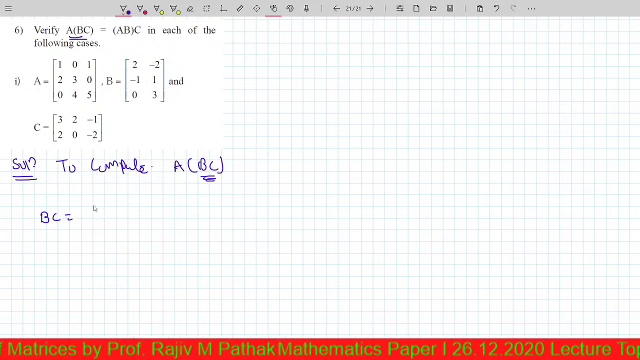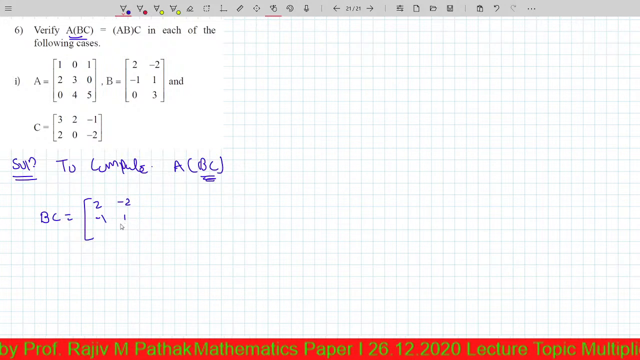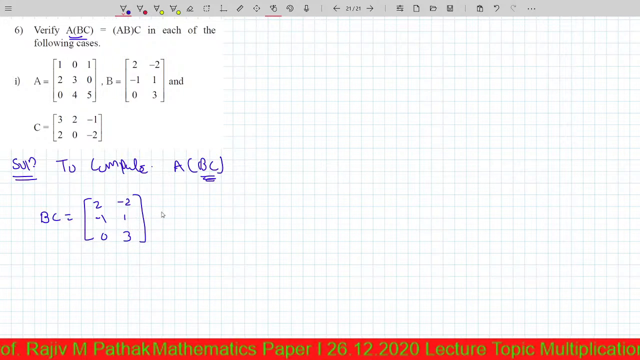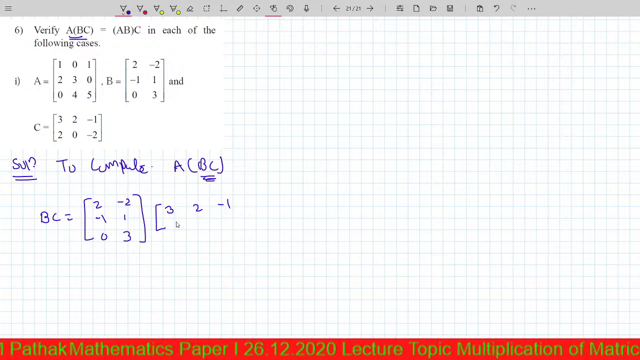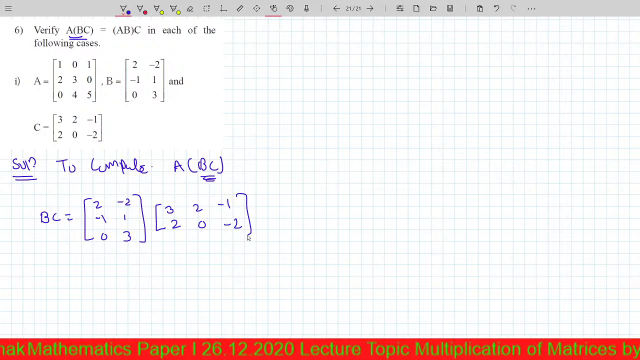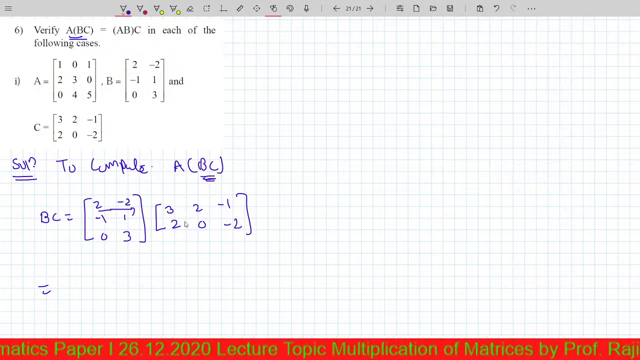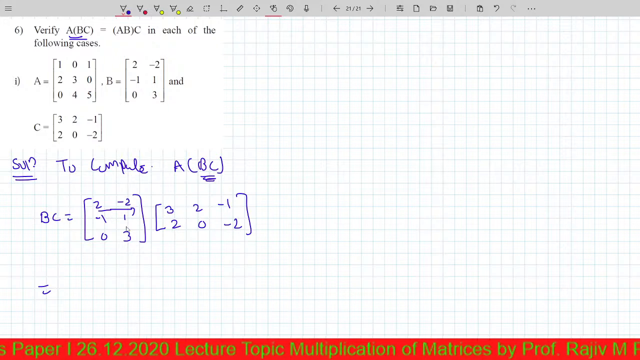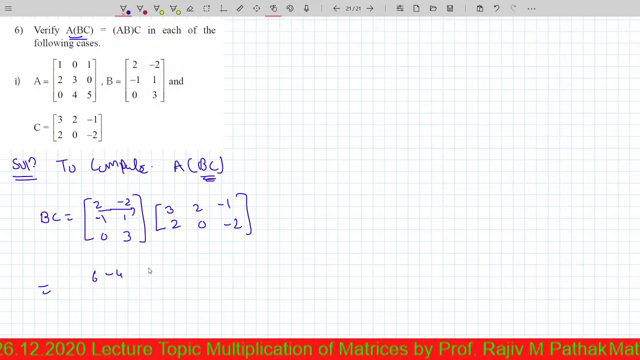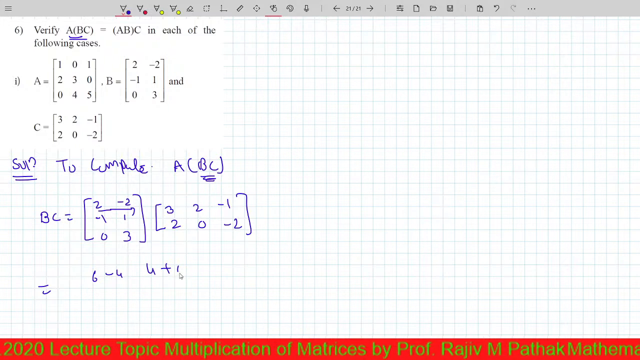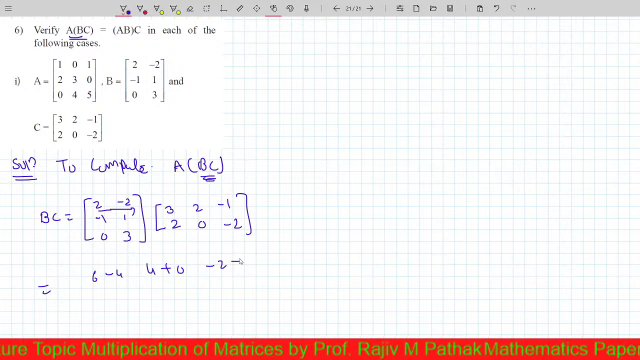So consider BC. B is 2, minus 2, minus 1, 1, 0, 3. And C is 3, 2, minus 1, 2, 0, minus 2. Start multiplication. First row of the matrix B is multiplied with each column of this second matrix. So 2 into 3 is 6, minus 4. Then give space. 2 into 2 is 4, minus 2 into 0 is 0. Then 2 into minus 1 is minus 2. Minus 2 into minus 2 is plus 4.